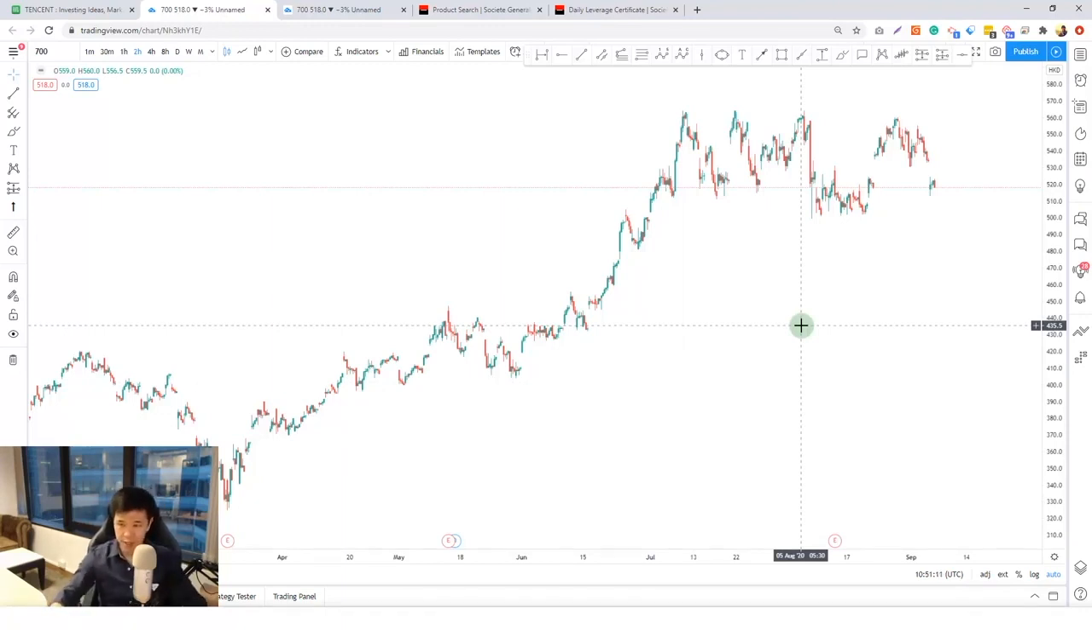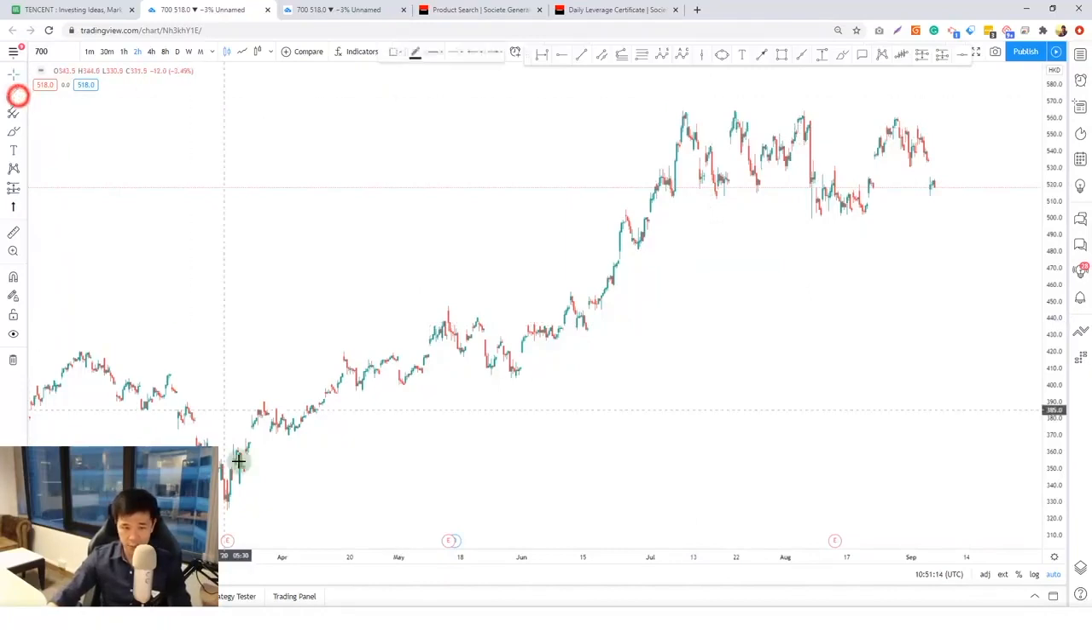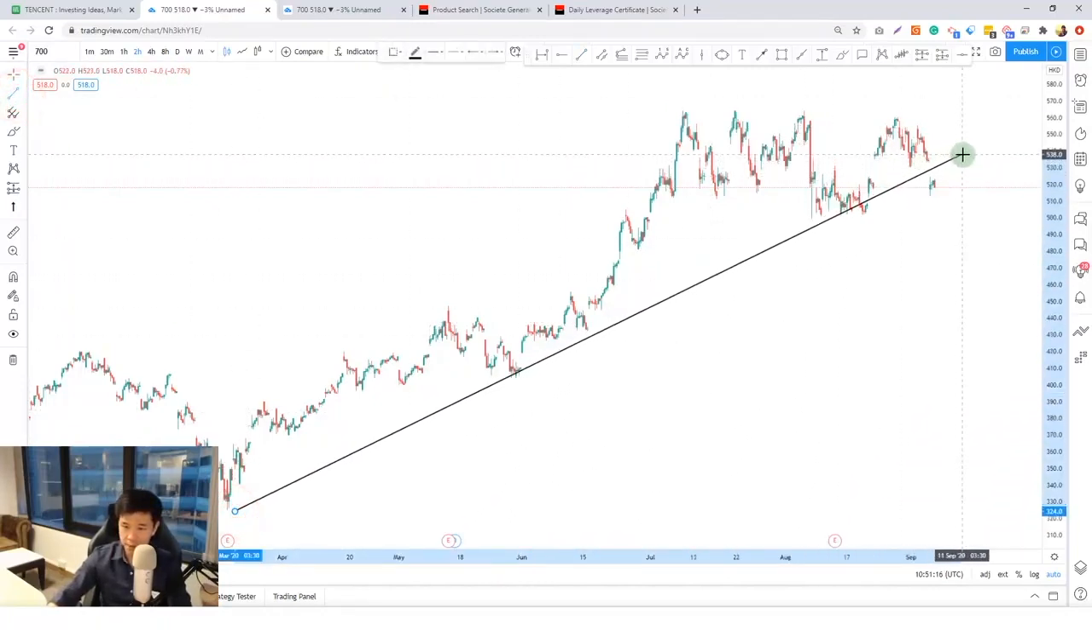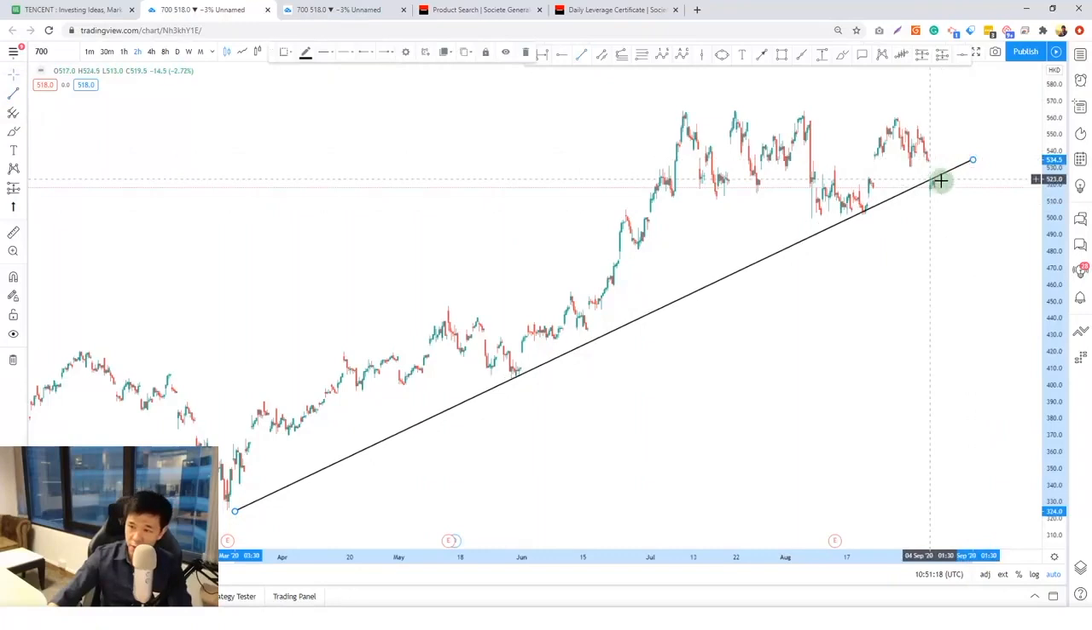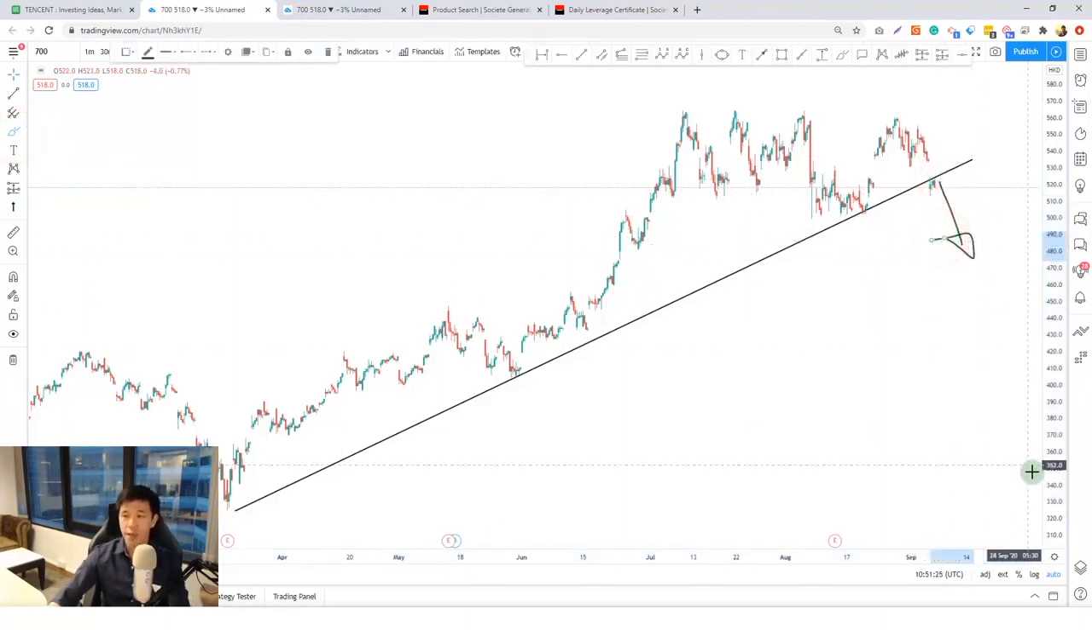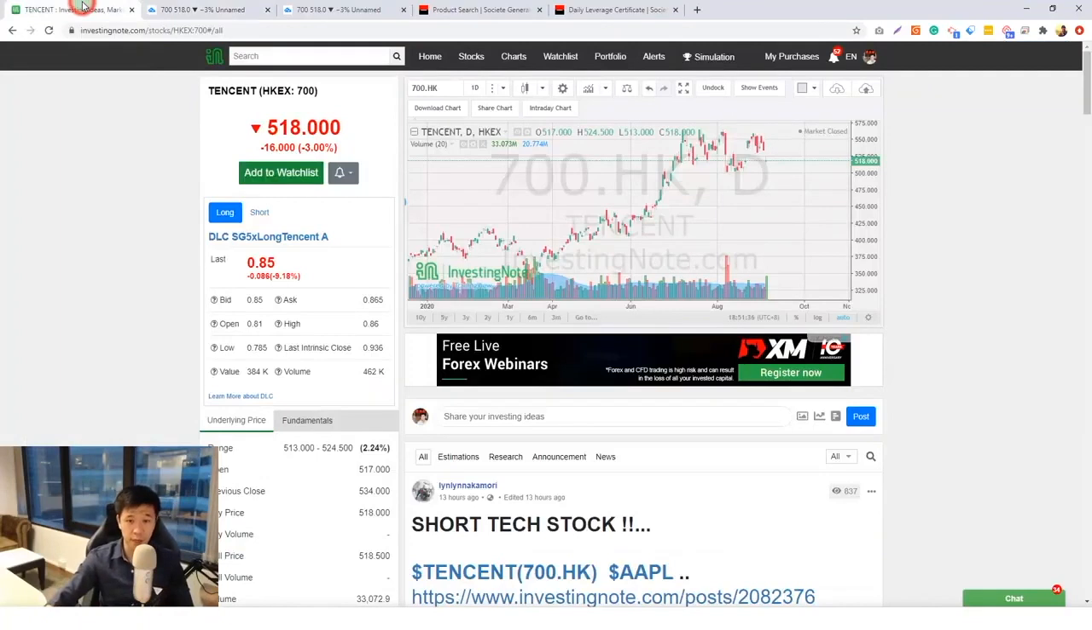After you've done your analysis, maybe I'm just going to draw this line here all the way here. It looks like price has broken this ascending support line. I'm expecting price to go down from here, to drop from here. So I am bearish on Tencent. I expect Tencent to drop. So what does it mean if I expect Tencent to drop? I'll come back to Investing Note. If I'm expecting Tencent to rise, I'll click on long. If I'm expecting Tencent to drop, I'll click on short.